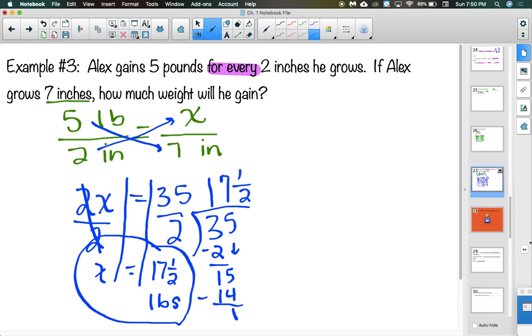Okay? So, the toughest part here is setting up your proportion. It didn't matter which one we had on top, pounds or inches, as long as we were consistent on both sides. And then we can do our cross products and solve.